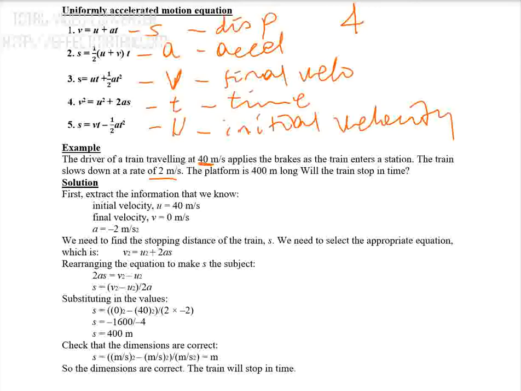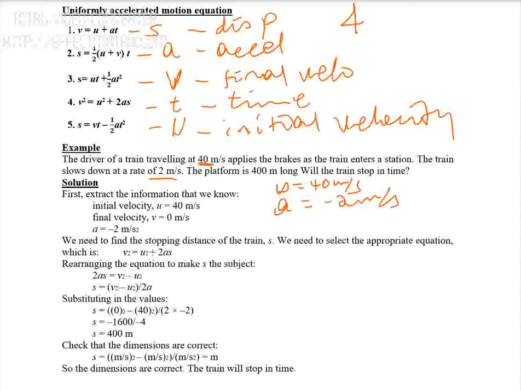40 meters per second. Therefore, u is equal to 40 meters per second. And then the driver applies the brakes of the train to stop in the station. The train slows down at a rate of how much? 2 meters per second. That means the acceleration is what? Minus 2 meters per second squared. Because it is minus, it is decreasing, or decelerating.